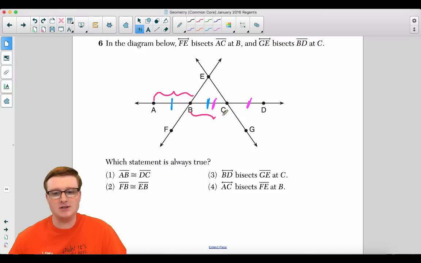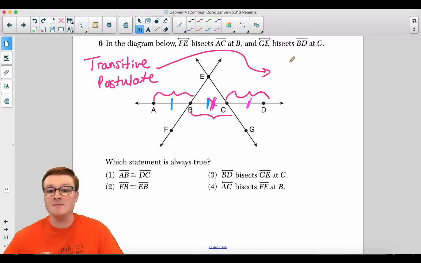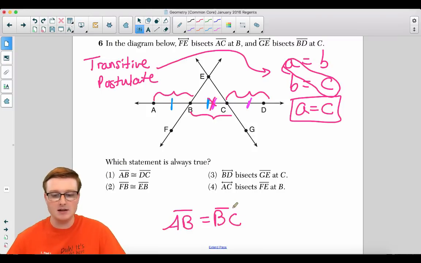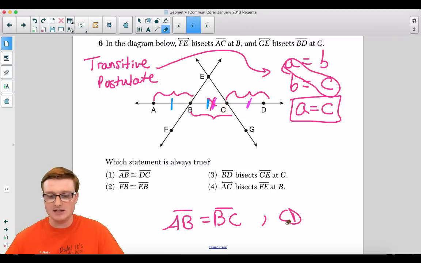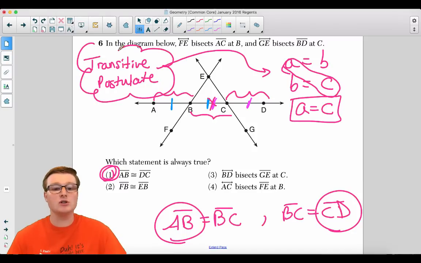AB is congruent to BC, right? BC is reflexive, and BC is also equal to CD. This is called the transitive postulate. What the transitive postulate states in terms of algebra, I want you to know, is that if the letter A is equal to the letter B, and then the letter B is equal to the letter C, we could conclude that A must be equal to C. This is called the transitive postulate in geometry. So if AB is equal to BC, and then BC is equal to CD, then AB must be equal to CD, and that's why it is going to be choice 1, and that is all due to the transitive postulate.